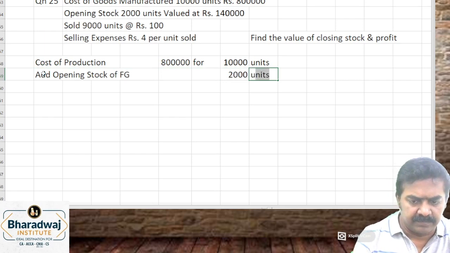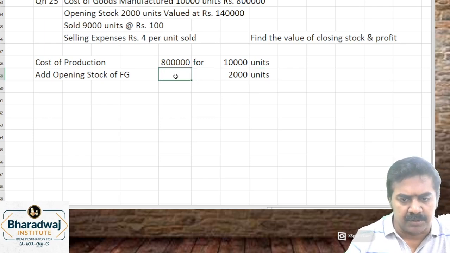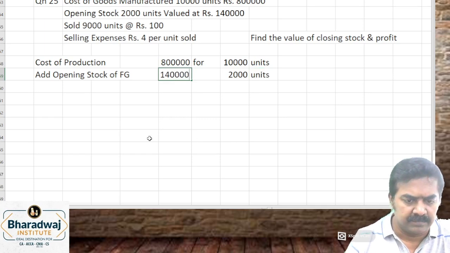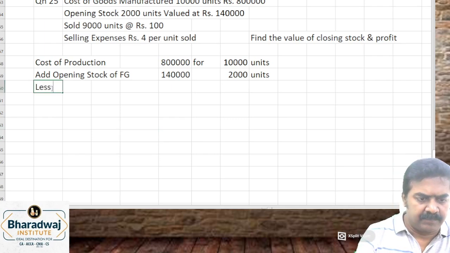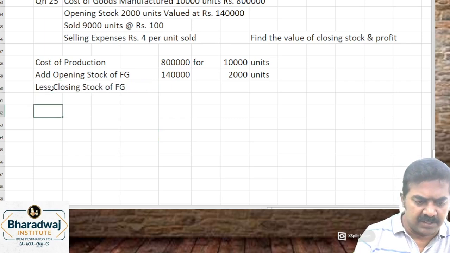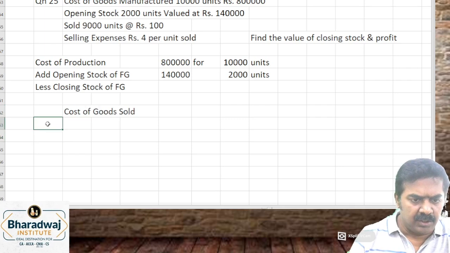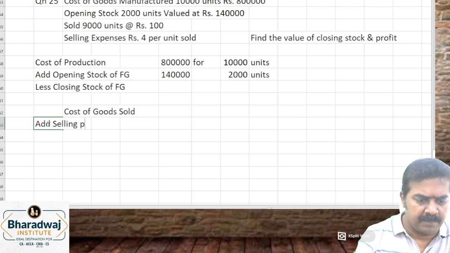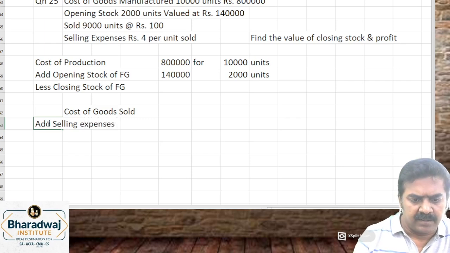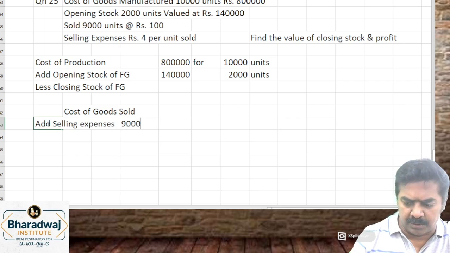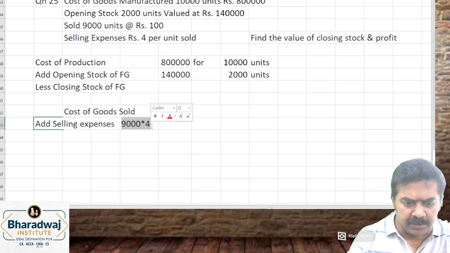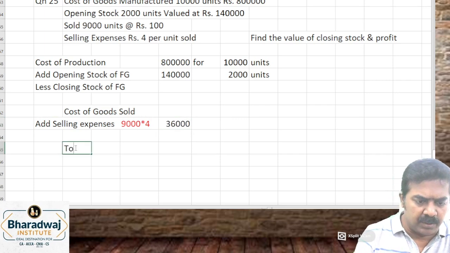2,000 units are given. What is the value of the 2,000 units? 1,40,000. Less closing stock of finished goods will give us cost of goods sold. Then you will add selling expenses. It is given 4 per unit sold, 9,000 units into 4. How much will come? 36,000. If you do that, you will get total cost.